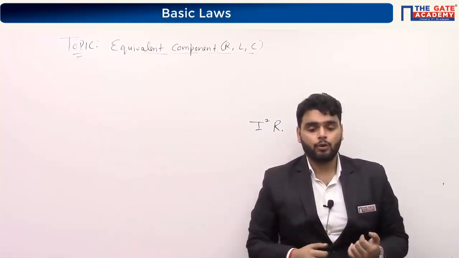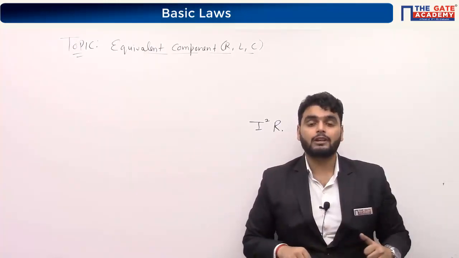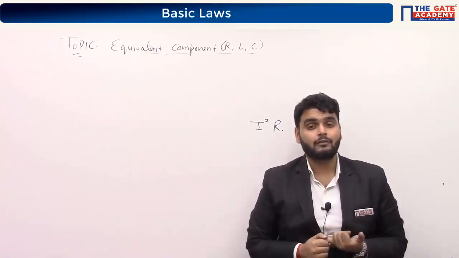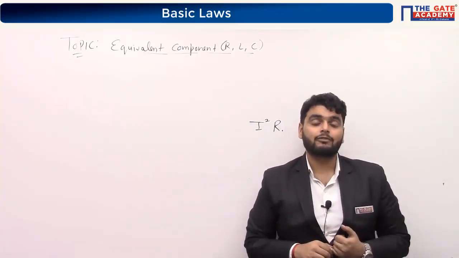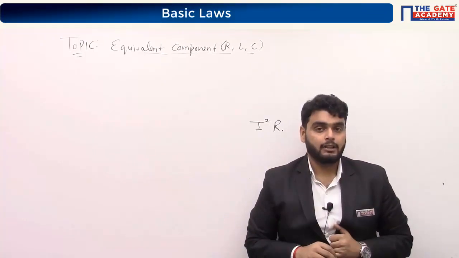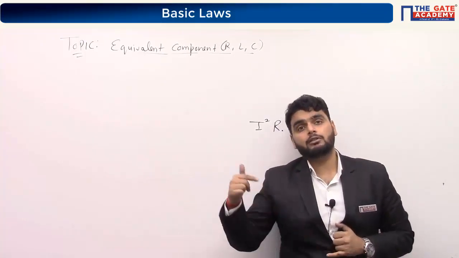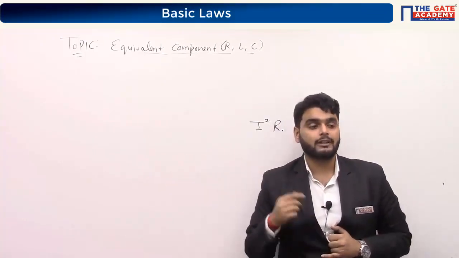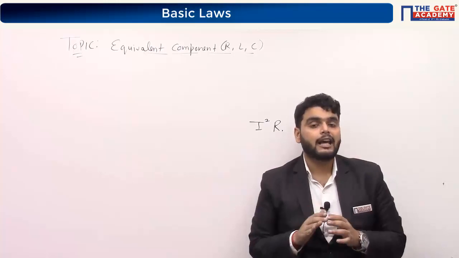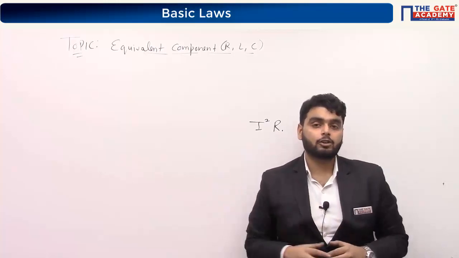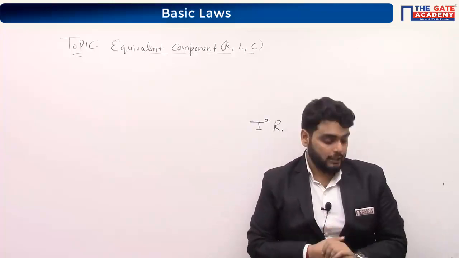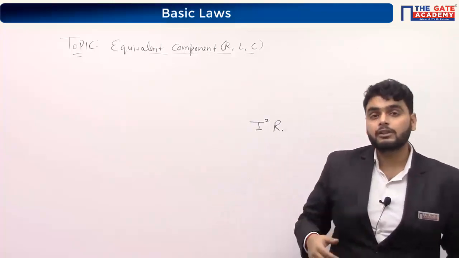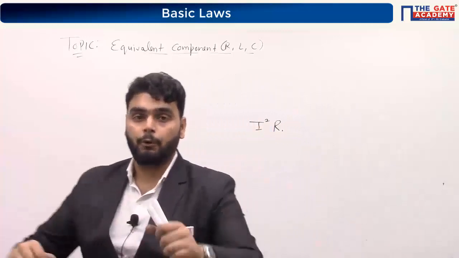To calculate the total heat loss, the total power dissipation, we require equivalent resistance. So in practical life, this concept is very important. And when we do chapter 2, the network theorems, you will see that in Thevenin's theorem and in Norton's theorem, we have to find the total resistance. So for application in Thevenin's and Norton's theorems, this concept is also important.